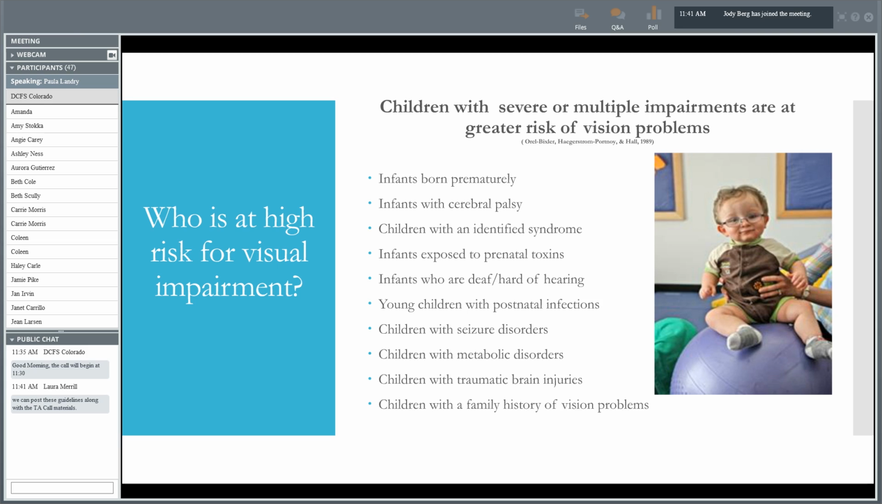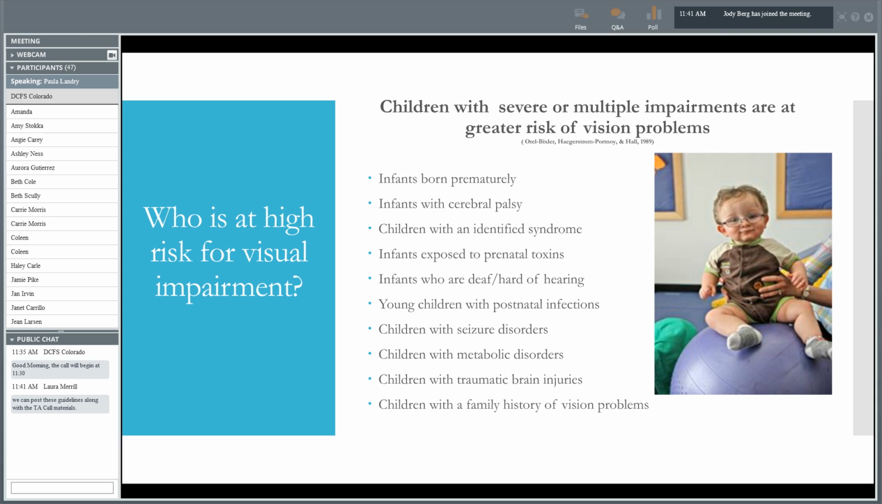And again, it's pretty self-explanatory going through these things. Obviously, children with seizure disorders, any type of brain injury, they're at a high risk for cortical visual impairment, where basically your eyes will look fine and would look okay on an eye exam, but it's all really visual processing, and that actually would also qualify as a visual impairment as well.